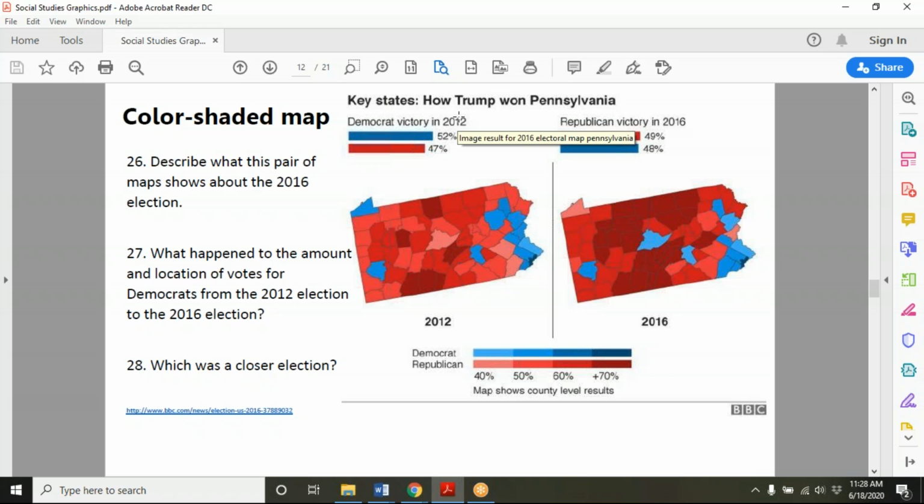So my question was, in 2012, who got Pennsylvania's Electoral College votes? It's the Democrat. 2012 was the re-election of Barack Obama. So he got the Pennsylvania votes, because you look at the top, 52% to 47%. Blue is Democrat. He won the majority of votes in Pennsylvania. In 2016, look at the right-hand side, look at the top. The Republican, this time Donald Trump, won the majority of votes in the state of Pennsylvania. Okay, the map doesn't matter. It's just the bars at the top.